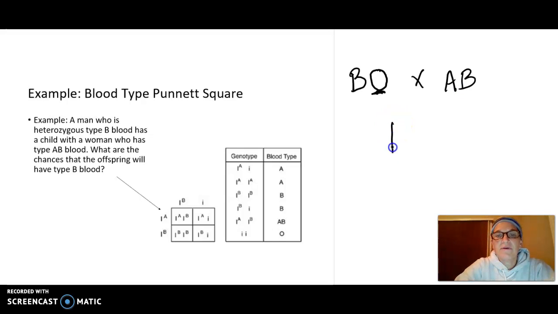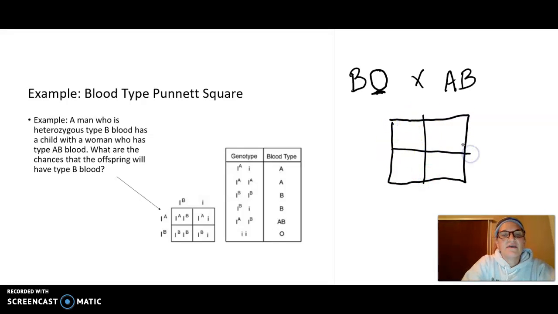Well, if we create a Punnett square, and if you notice in the Punnett square that they've created, they use these little I's and then a superscript. You can definitely use that. When we start to look at sex-linked, we will use the X chromosome and the Y chromosome. In this case, it's totally okay that we just use the A, the B, and the O. I think it's much simpler for us to do it that way.